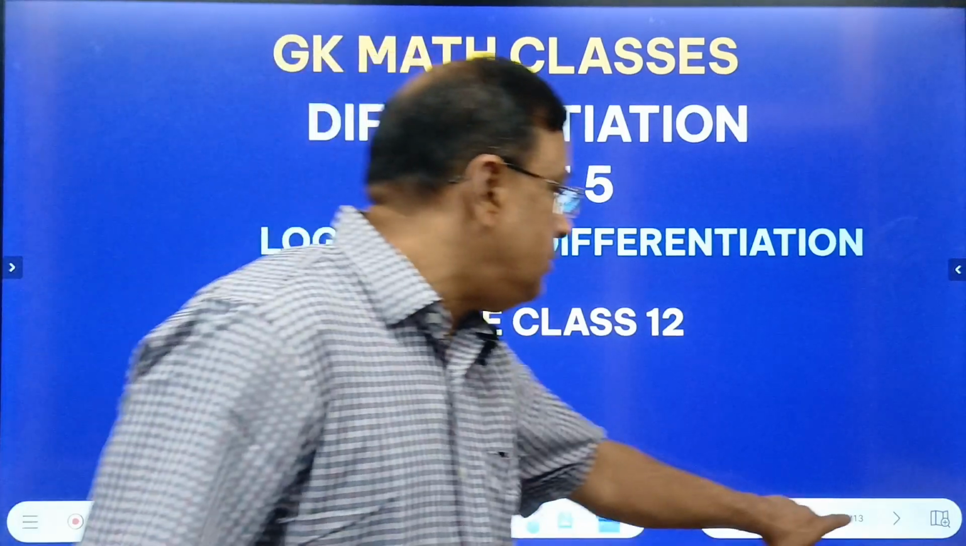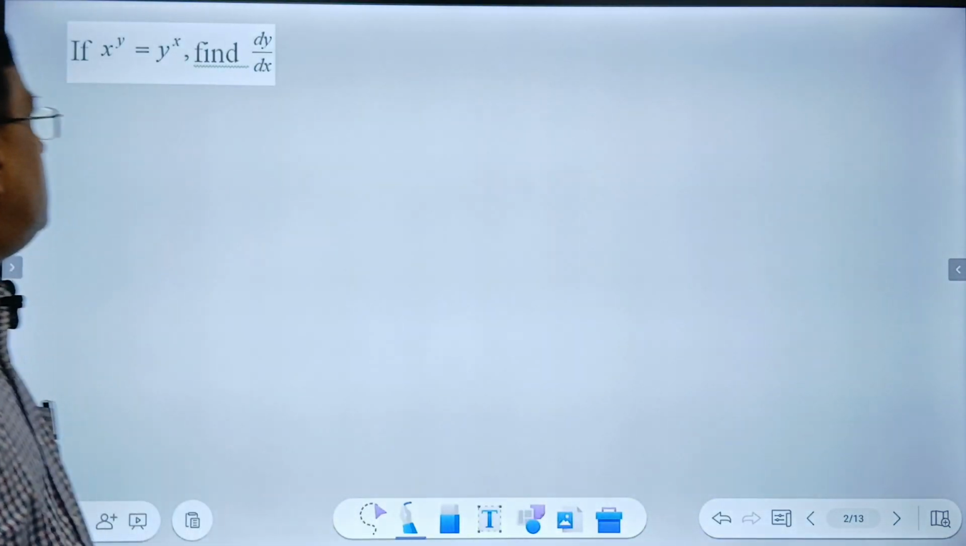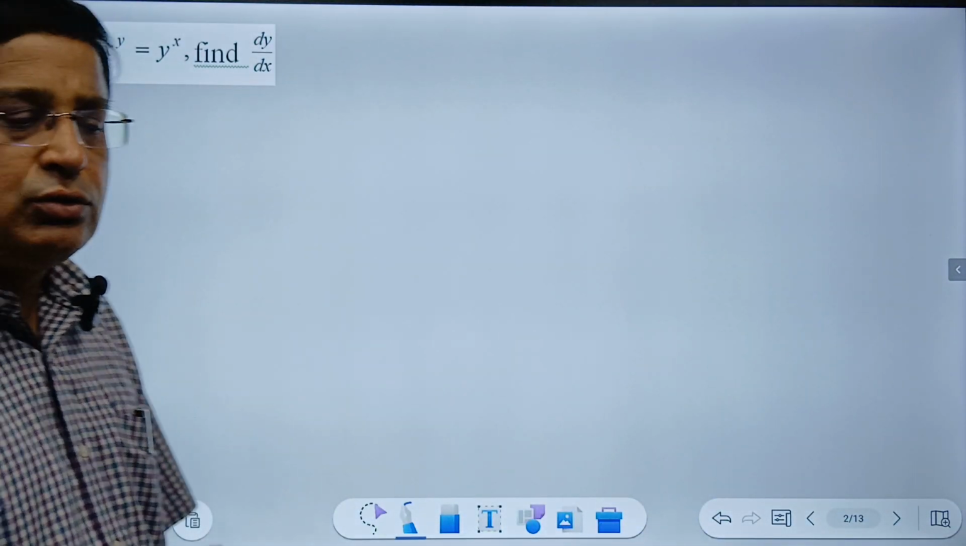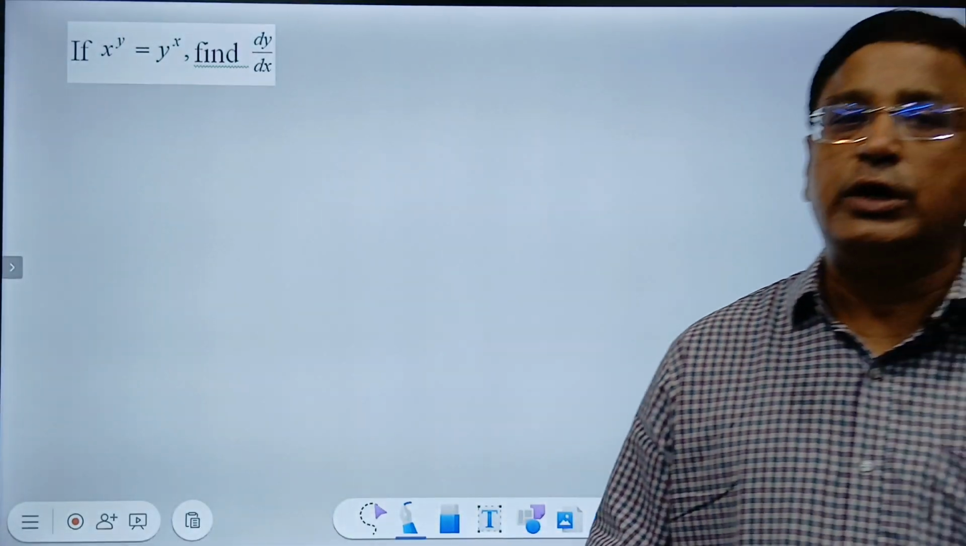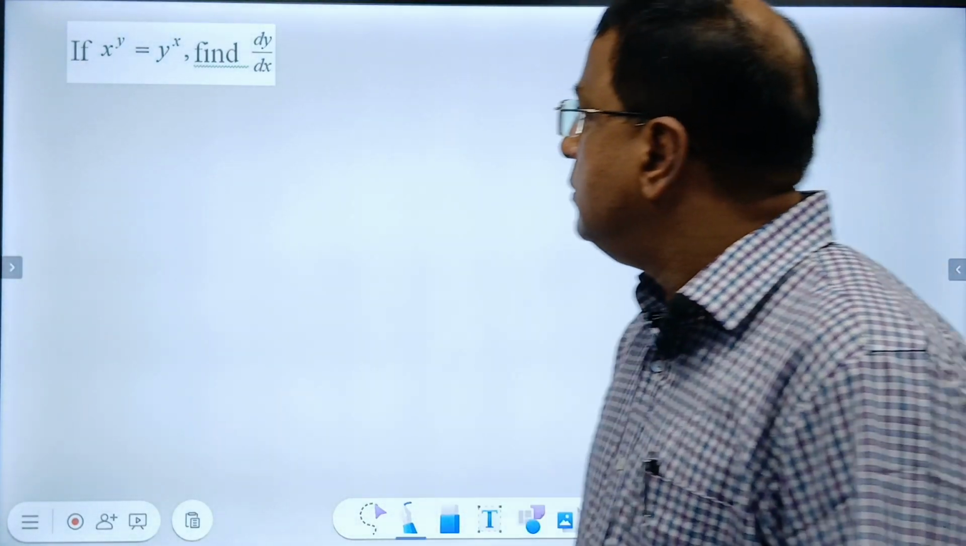Now let's straight away get into the problem. The introduction to logarithmic differentiation is given in part 4, which I will put in the description. You can always refer to it. Now this is the question.